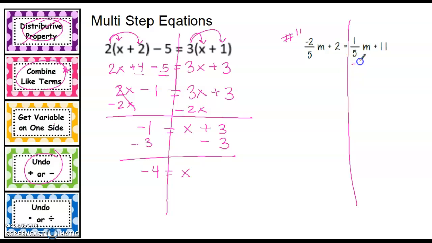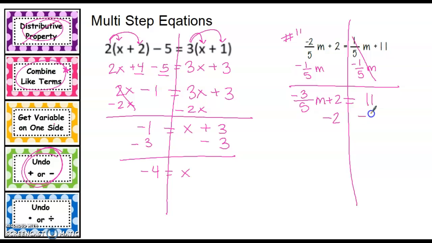We're going to subtract 1/5 m from both sides. That gives me a 0 pair. I'm left with 11 is equal to negative 3/5 m plus 2. Now undo your addition or subtraction. So we're going to subtract 2 from both sides, and we're left with negative 3/5 m is equal to 9.